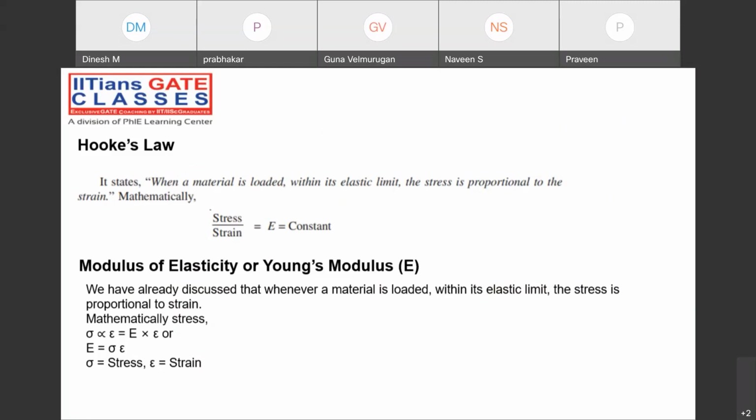Whenever the material is loaded within the elastic limit, the stress will be proportional to the linear strain. Please complete this statement. Whenever I write linear strain, I mean the longitudinal strain. Very good. So stress will be directly proportional to longitudinal strain. And if I remove the proportionality, I'll get one constant. This constant will be called the elastic constant, and that elastic constant will be called Young's modulus or modulus of elasticity. Note down, very, very important.